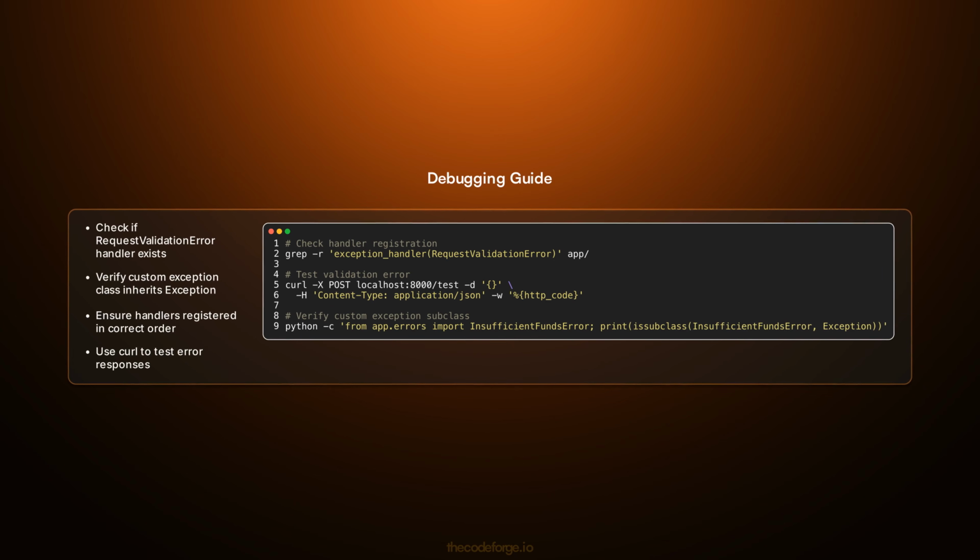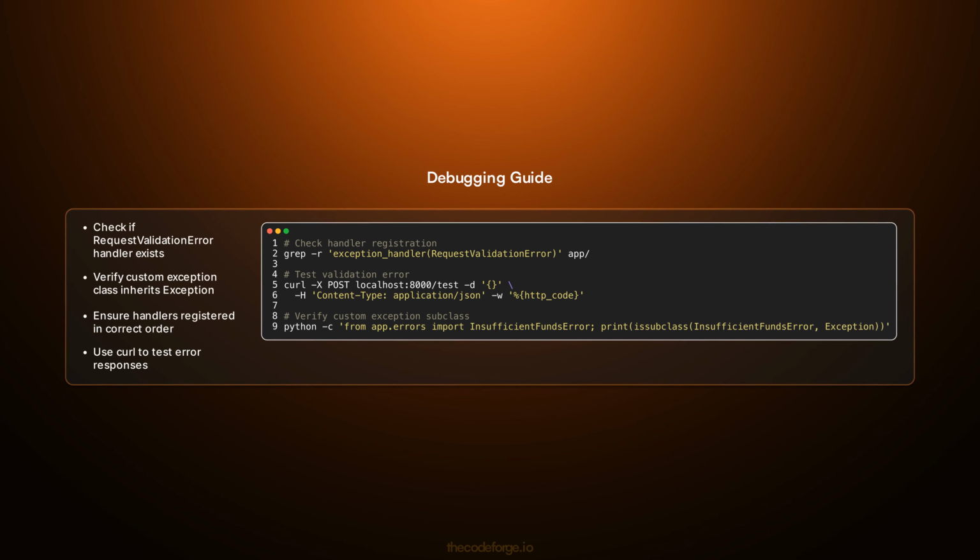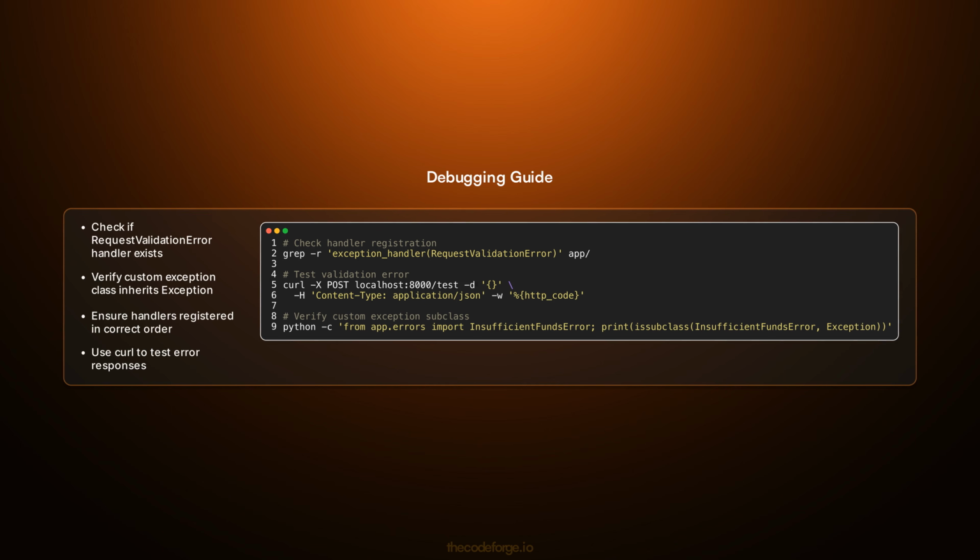Use these commands to diagnose error handling issues. Check if the RequestValidationError handler is registered, test with curl to see the actual HTTP status code, and verify your custom exception class inherits from Exception.